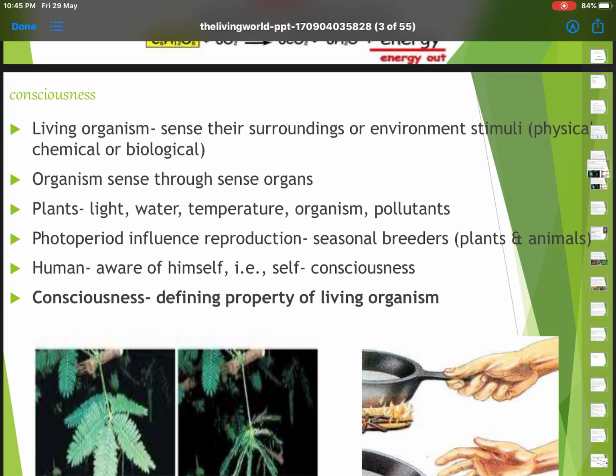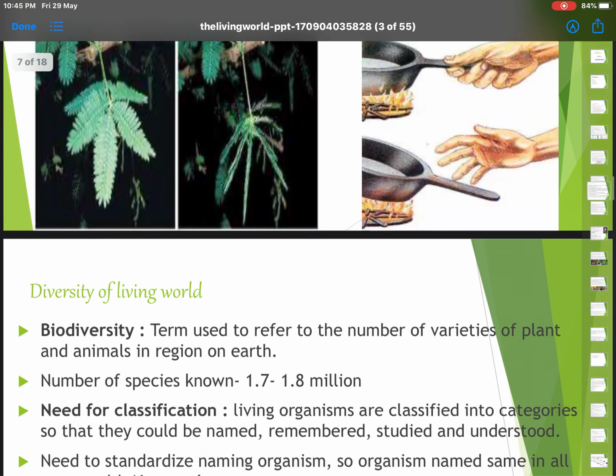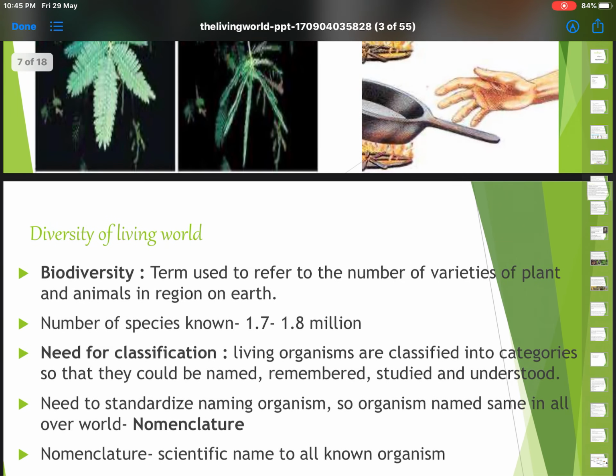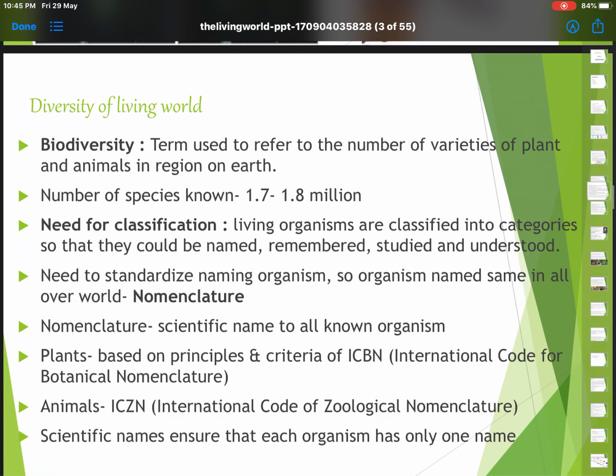And we human beings are all aware of ourselves. We are all aware of our surroundings. That is self-conscious. Hence, consciousness is a great character of all living organisms. Now, diversity of the living world. As our world consists of both animals and plants, and in that varieties of animals and varieties of plants, we say biodiversity. That term is used to refer to the number of varieties of plants and animals in our region on the earth.